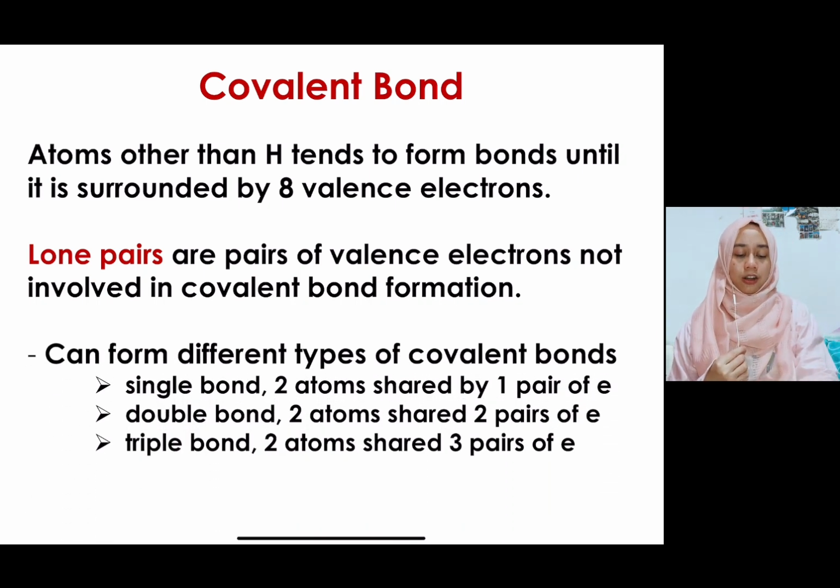So covalent bond it can form dia ada beberapa type. Okay, we have 3 different types. So one is single bond where the 2 atoms they share 1 pair of electrons. And then kita ada juga double bond. So double bond pula 2 atoms share 2 pair of electrons. Whereas triple bond pula meaning they share 3 pair of electrons.